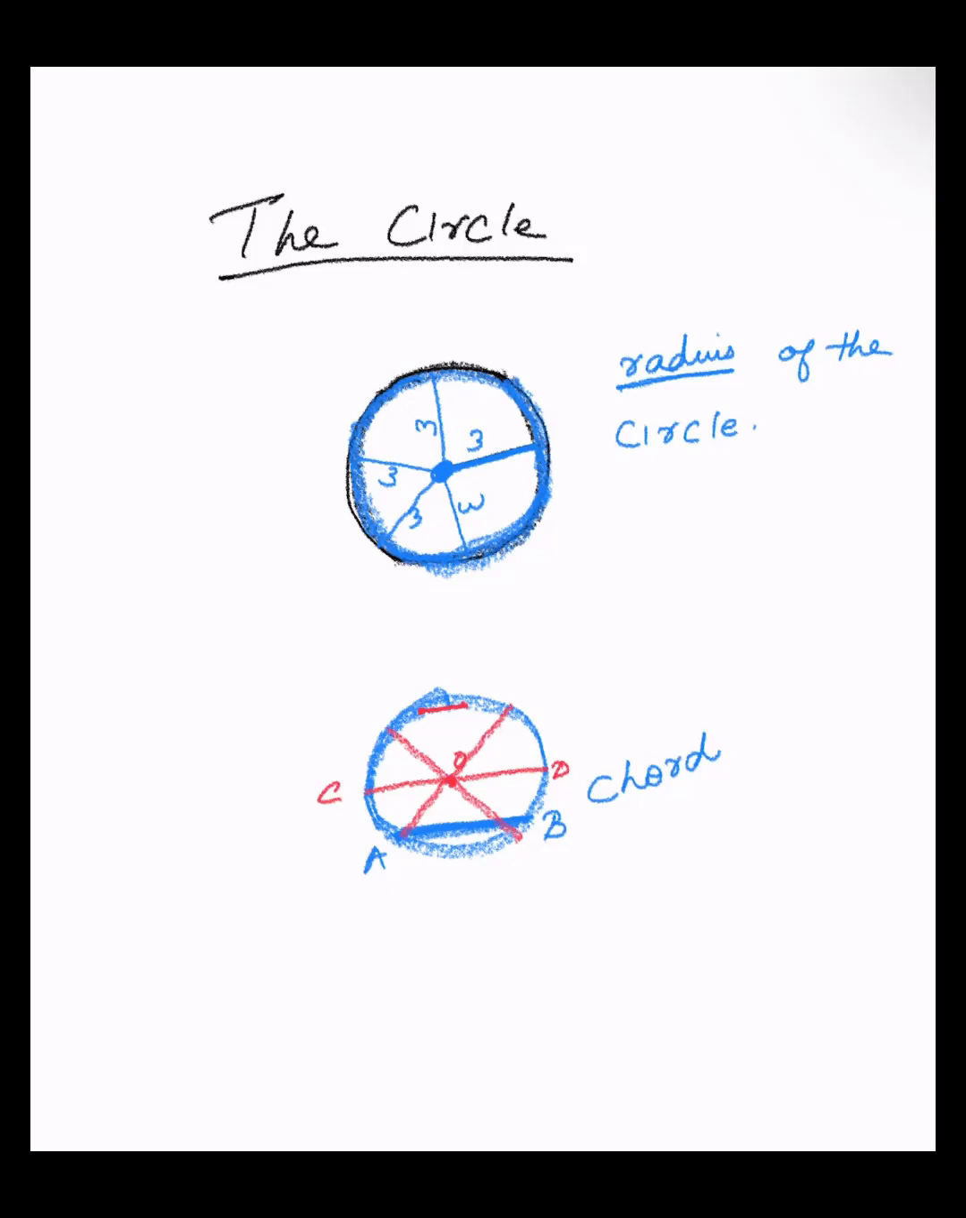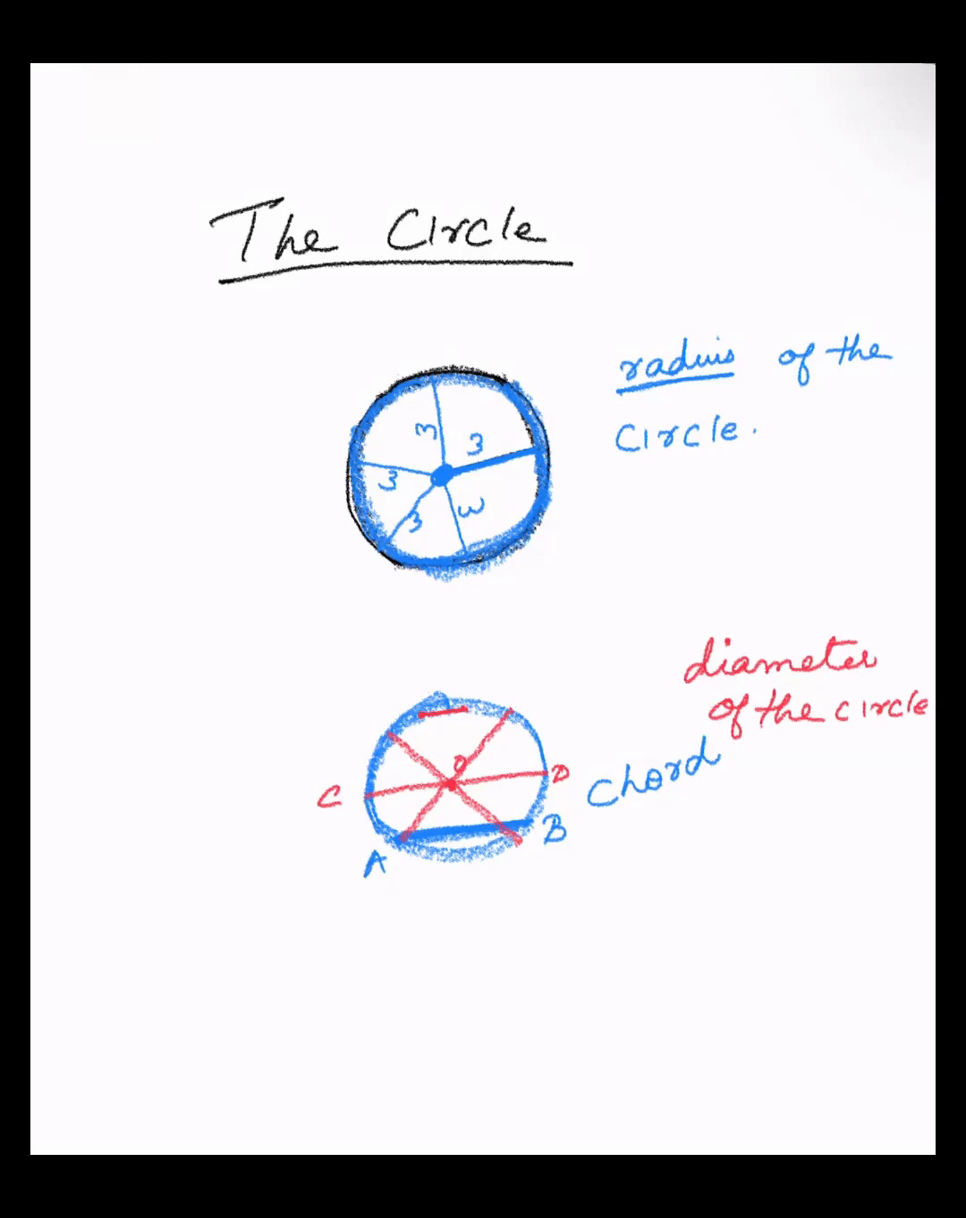And this longest chord is called the diameter of the circle. Did you understand what a chord is? Which is the longest chord? The chord that passes through the center is the longest chord, and the one which passes through the center is called the diameter.